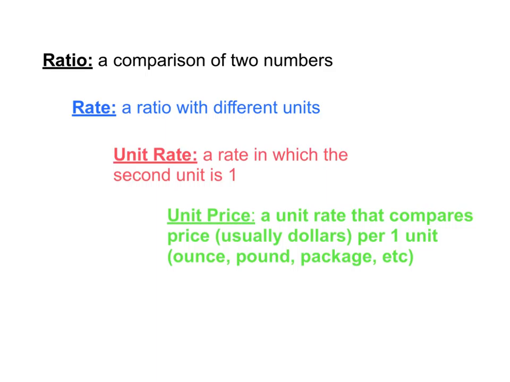And then the most specific situation is with respect to consumer thoughts and decisions we might make about purchases and so forth. In comparing what's a better buy, we want to know what the unit price is. A unit price is a type of unit rate in which we're comparing the price, usually in dollars, but not always, per one unit: ounce, pound, package, etc.